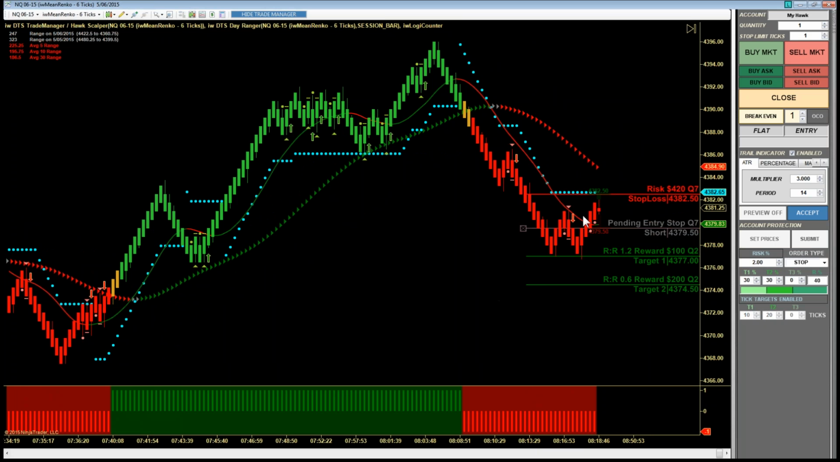Let's see if it actually bounces now and heads a little lower. We're a little bit late to this party. We should have taken this first micro macro cross.